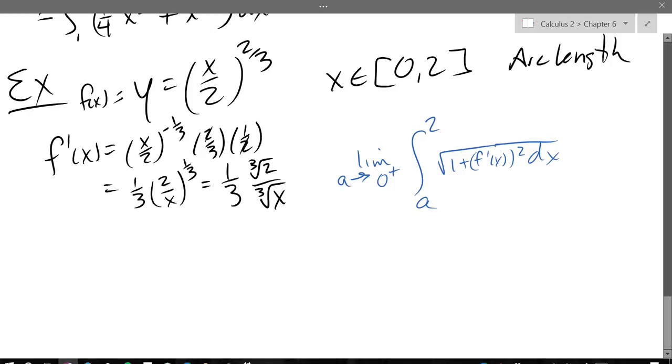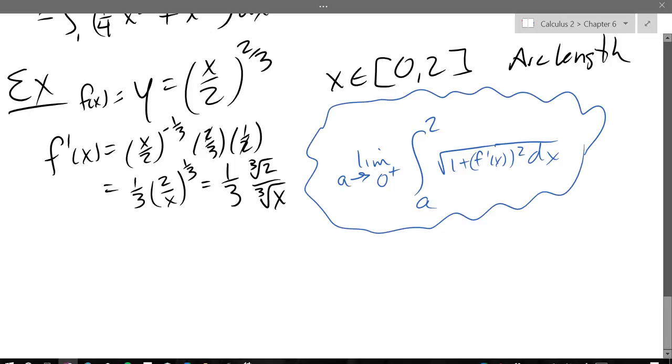So this would be a cloud for the future. You could accomplish it this way, and you would do the integral first, and at the very end you take a limit. So I'm not going to solve it this way.